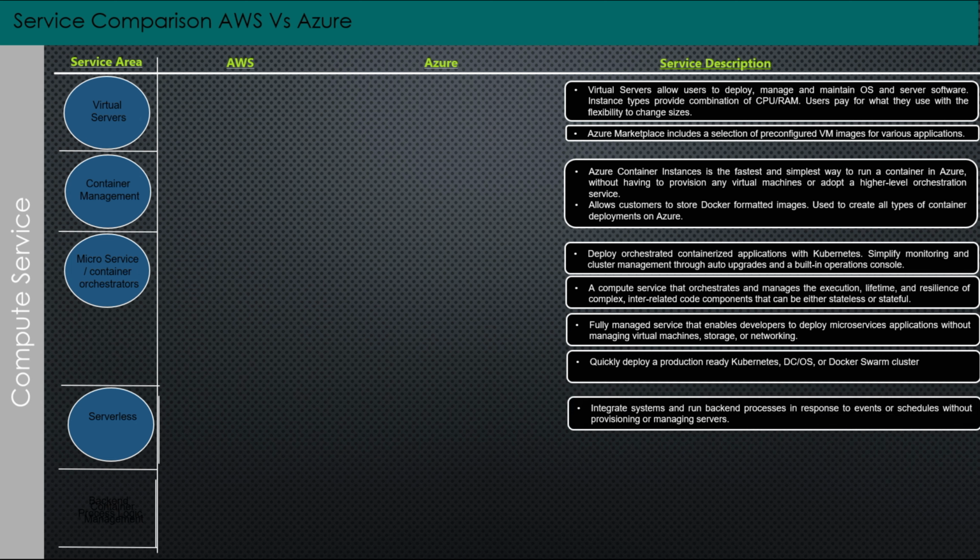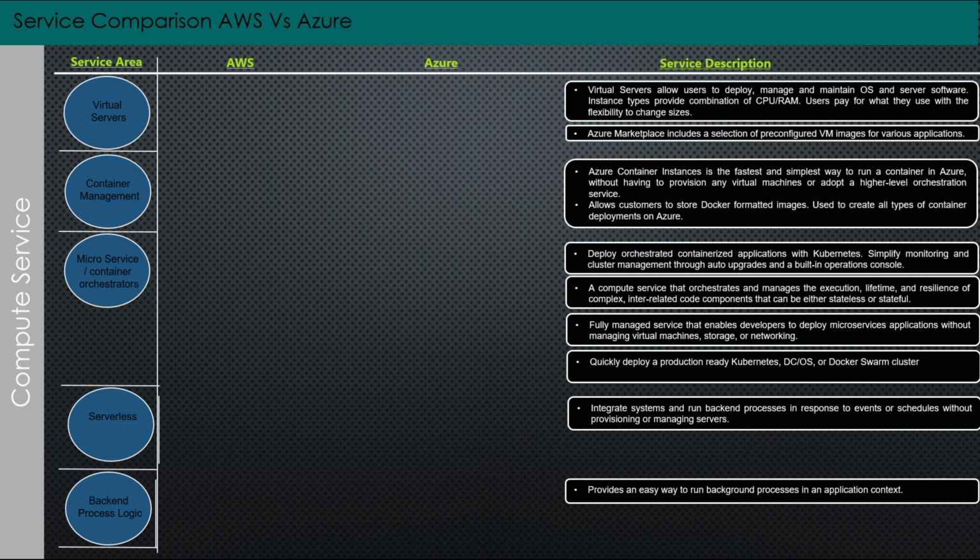Serverless. Service description: integrate systems and run backend processes in response to events or schedules without provisioning or managing servers. Backend process logic. Service description: provides an easy way to run background processes in an application context.